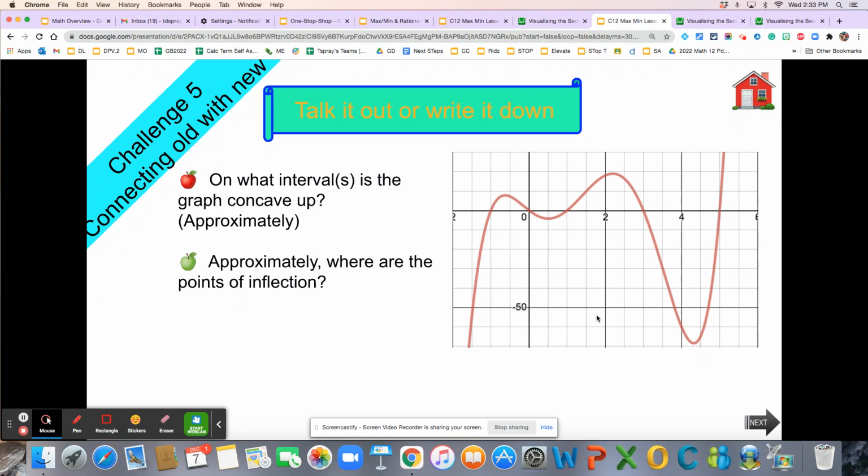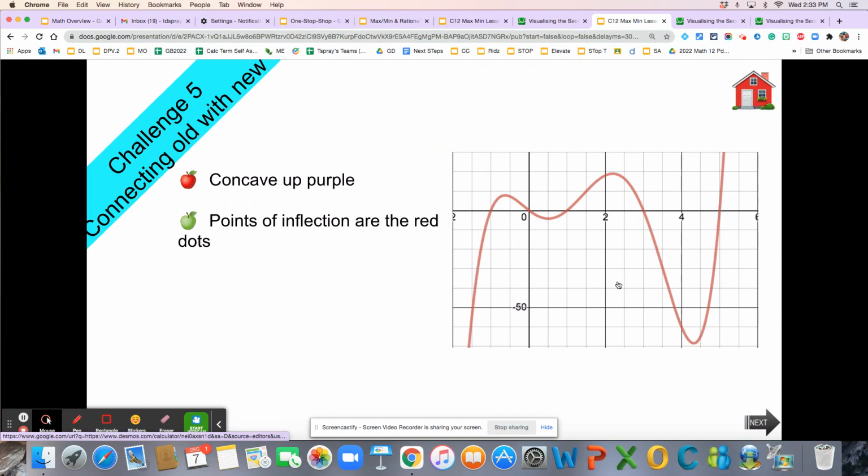Okay, on what intervals is it concave up? Well, we have multiple concave up, one there, and I think this graph shows it nicely. Concave up in blue, concave down in red.